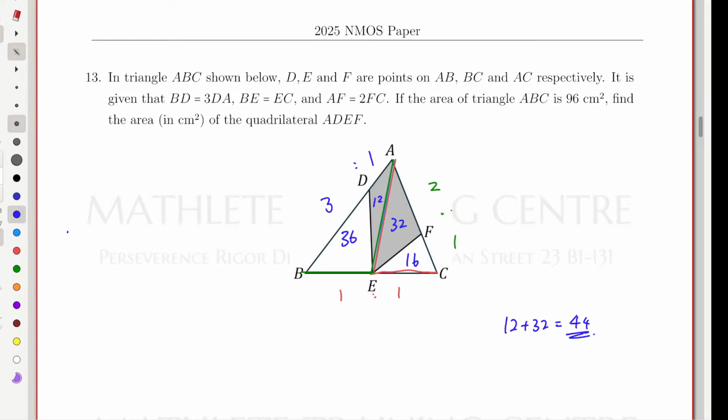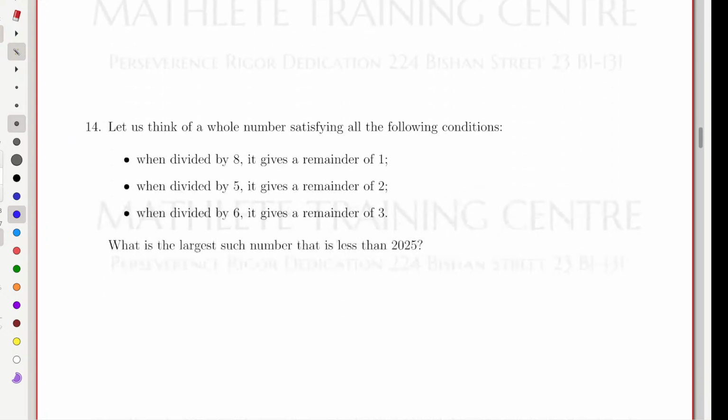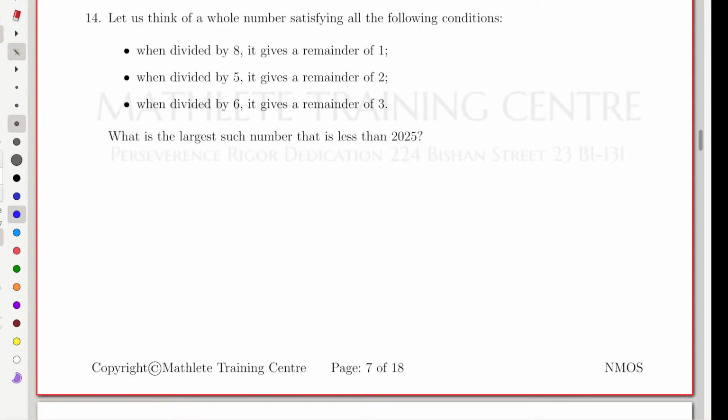Okay, let's move on to question number 14. You want to have a whole number satisfying all of the following conditions. Divide by 8, remainder 1. Divide by 5, remainder 2. Divide by 6, remainder 3. What is the largest such number less than 2025? Now, we can try to combine the conditions together.